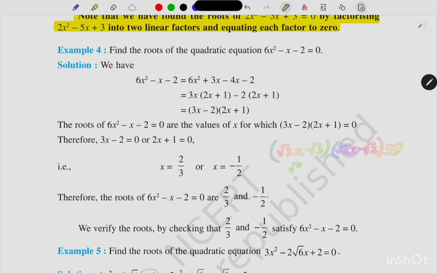So root 3x minus root 2 is equal to 0. Why didn't I write either root 3x minus root 2 is 0 or either root 3x minus root 2 is 0? Because both of them are equal. There is no need for writing it again. And x shall be root 2 by root 3.